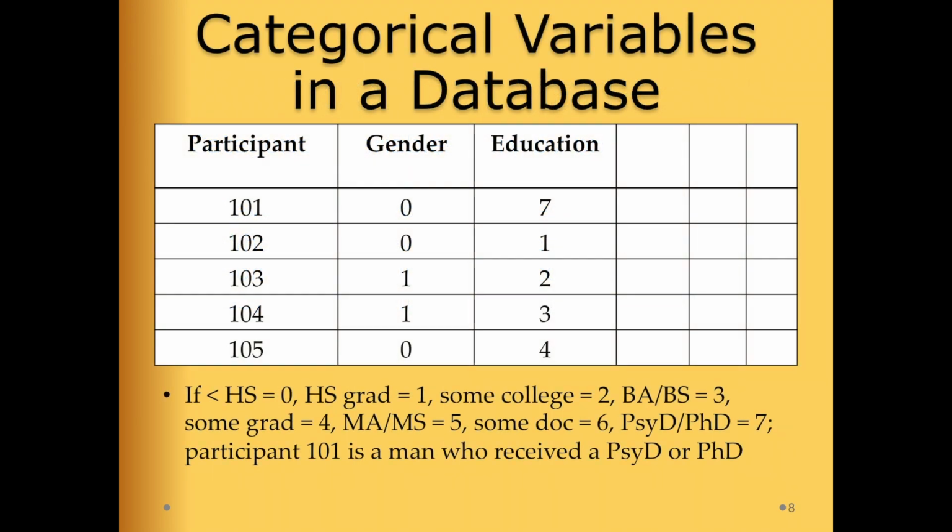Here we return to our sample data set and enter the education of our participants as a categorical variable. Now, participant 101 is a man with a PsyD or PhD, and participant 102 is a man who is a high school graduate. I will point out once again that researchers will often enter categorical variables using a number code. We will learn later that merely using a numbering system does not change a categorical variable to a continuous variable.